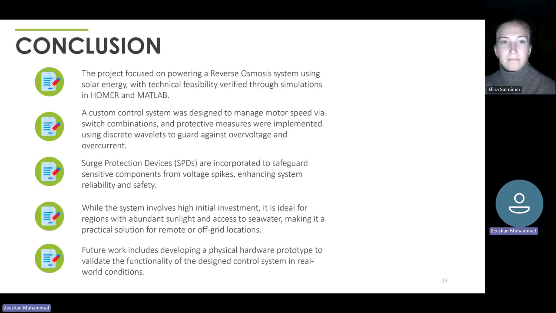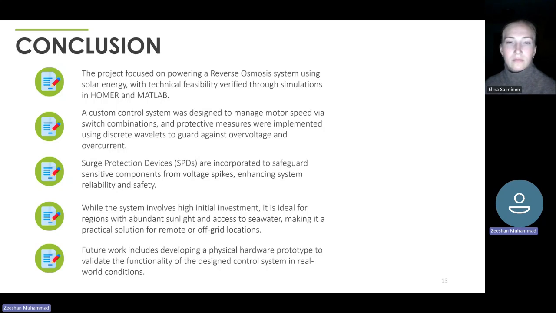So the project focused on powering a reverse osmosis system using solar energy with technical feasibility verified through simulations in Homer and MATLAB. A custom control system was designed to manage motor speed via switch combinations, and protective measures were implemented using discrete wavelets to guard against overvoltage and overcurrent. Surge protection devices are incorporated to safeguard sensitive components from voltage spikes, enhancing system reliability and safety.